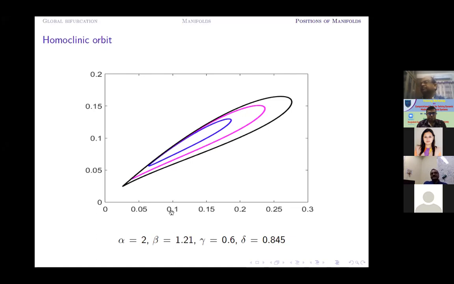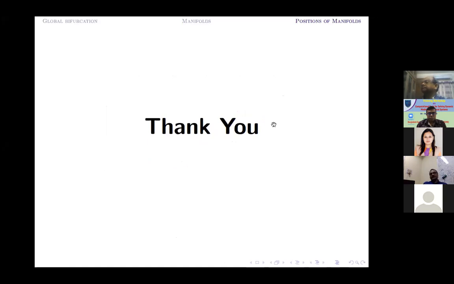So what we can say, up to the third decimal place, 0.845 is the homoclinic bifurcation threshold, and this one is the corresponding homoclinic cycle. Either you can have it through the limit cycle, or you can have it through the plot of the manifold. So this is all about my today's first talk. If you have any question, I'll be happy to answer.